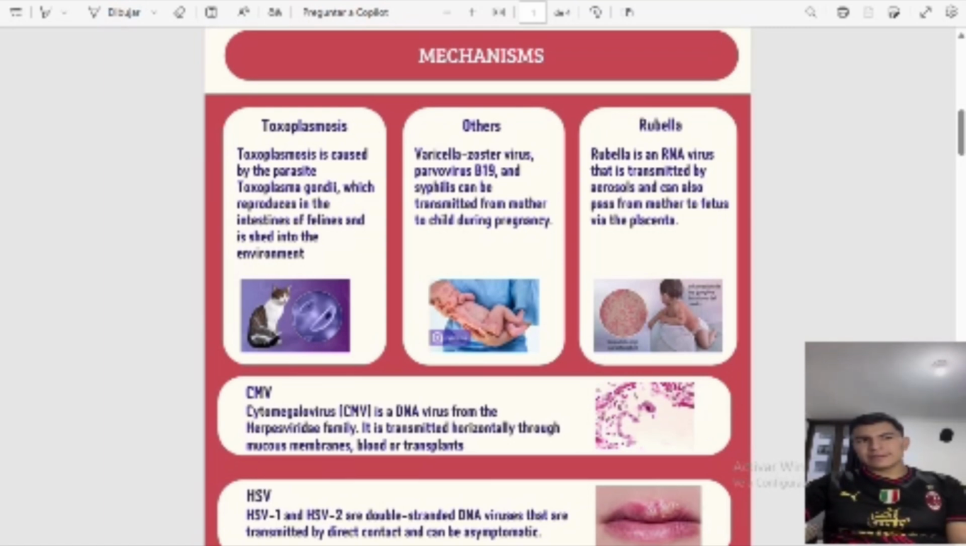Rubella, an RNA virus that is transmitted by aerosol and transplacentally. Toxoplasmosis, a parasite transmitted through cat feces or contaminated meat. And CMV, which can be transmitted through the placenta or by direct contact during breastfeeding. Herpes simplex introduces risks of parental transmission.